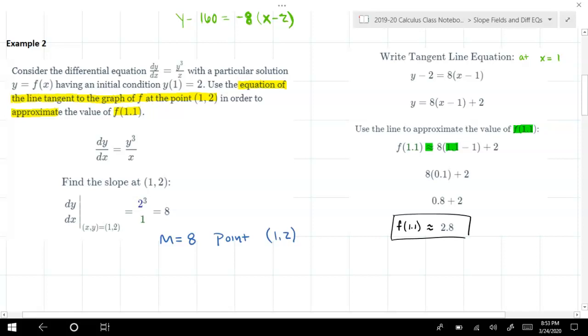So we need to find the equation of the tangent line. We need the slope. The slope we will find by subbing the point into the derivative. Well, we already have the derivative. That's what the differential equation is. So we sub the point into the derivative.